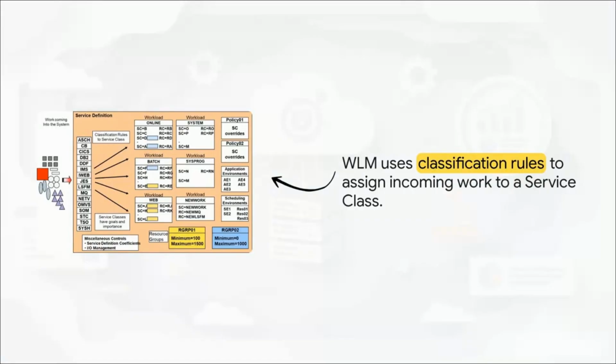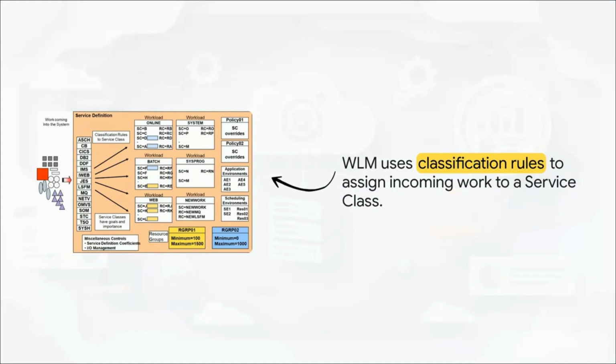Now, this looks a little complex, but the idea is actually pretty simple. Over on the left, you see all the different kinds of work flooding into the system. You've got online transactions from CICS, database queries from DB2, you name it. WLM acts like a sorting hat. It looks at each piece of work as it comes in, and using a set of classification rules you define, it automatically puts it into the correct service class you see there in the middle.